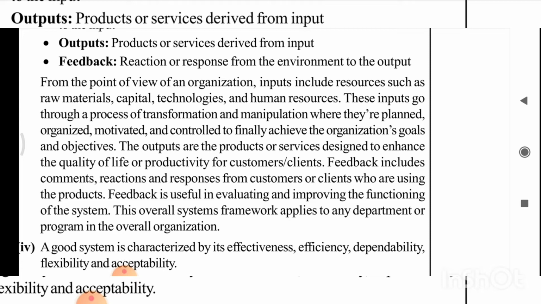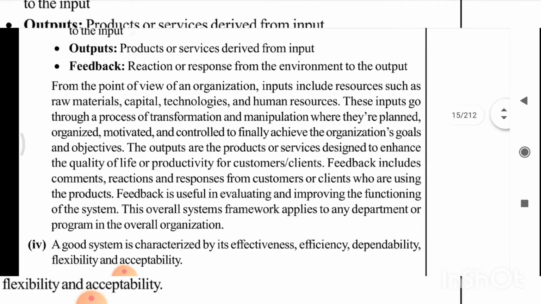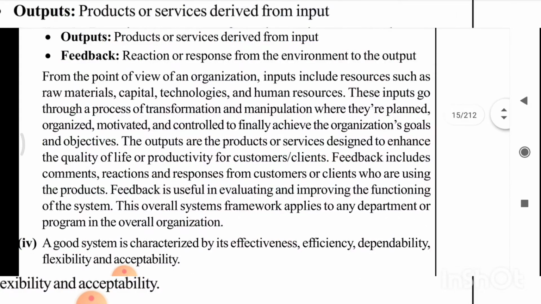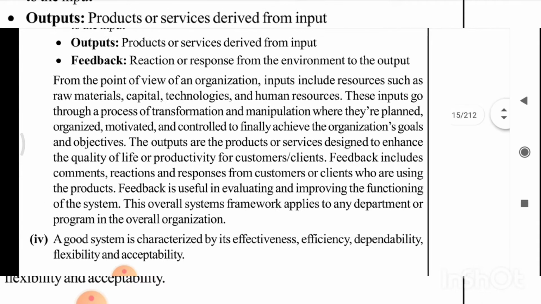Feedbacks include the comments and the reactions and responses from the customers or the client who are using their products. The feedback is usually evaluating and improving the functioning of the system. The overall system framework applies to any department or program in the overall organization.